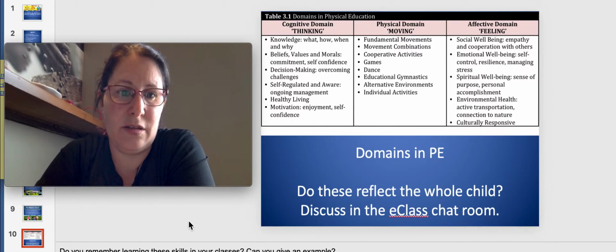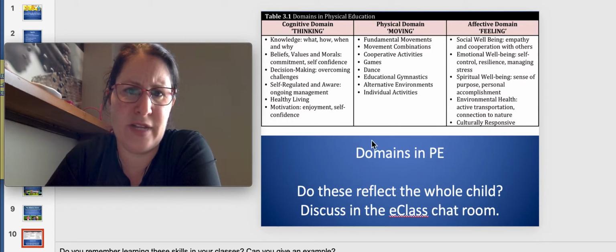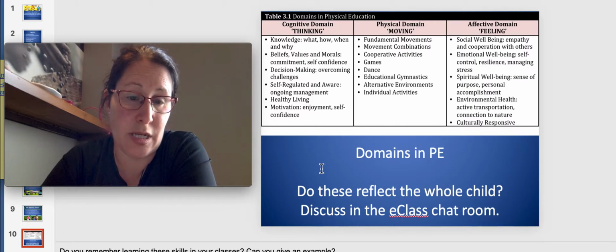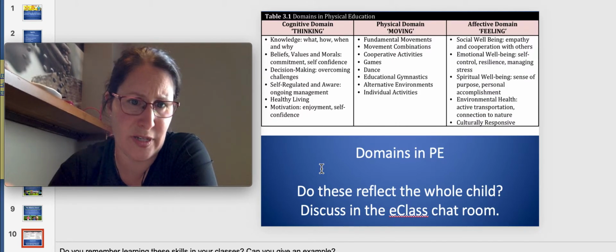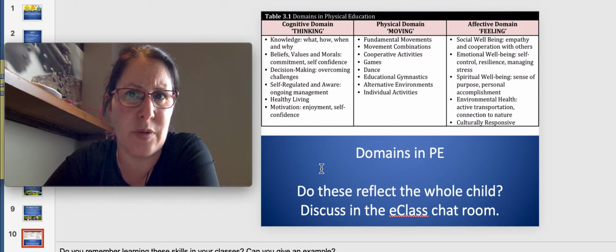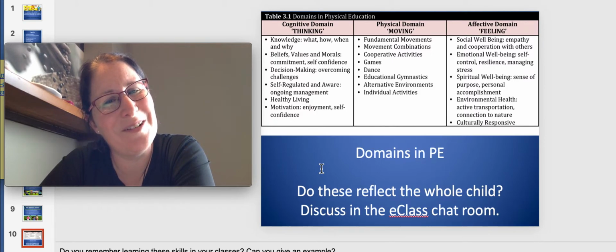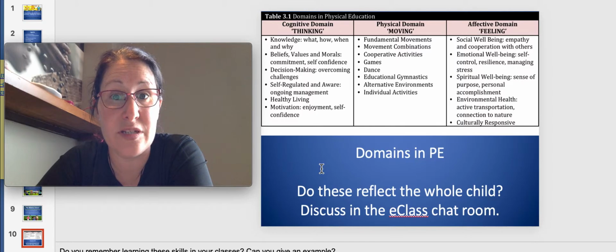Do you feel that these 3 domains here on this table reflect the whole child? Is there anything missing? And if you think there's something missing, please add it to our eClass chat room. So if we were face-to-face right now, we would stop and have a discussion about these Western domains that were developed and theorized from a Western perspective.